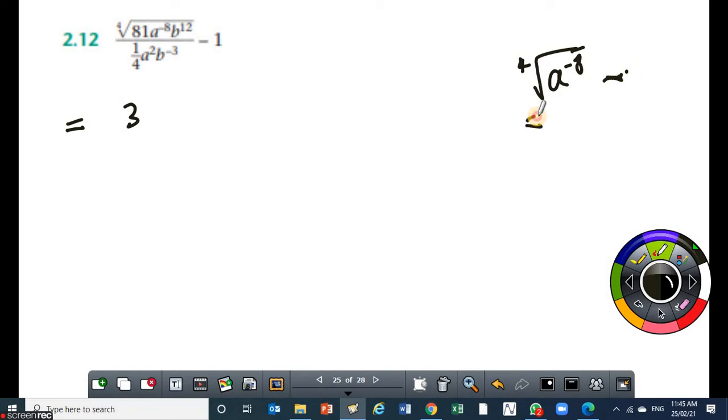You can simplify this and write it as a raised to the power of minus 8 over 4, and that will give you a to the power of negative 2. You just divide the exponent inside the radical sign by 4. Okay? Just divide by 4 and then you get the answer. So that will be a to the power of minus 2. What's the fourth root of b to the power of 12?